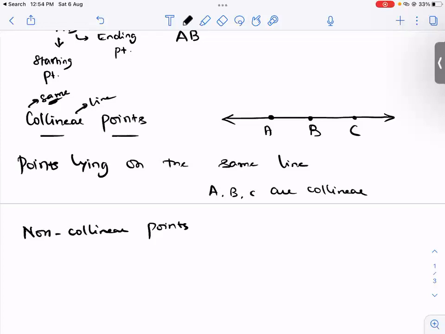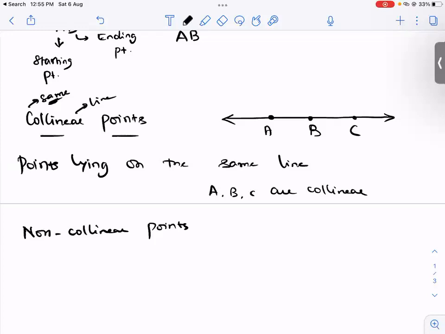So three or more points. Generally, when you say non-collinear, the minimum number of points that are required is three, because two points will always be collinear. What is the minimum number of points required to draw a line? Two, right? Only when there are more than two does the question start. A and B are collinear.